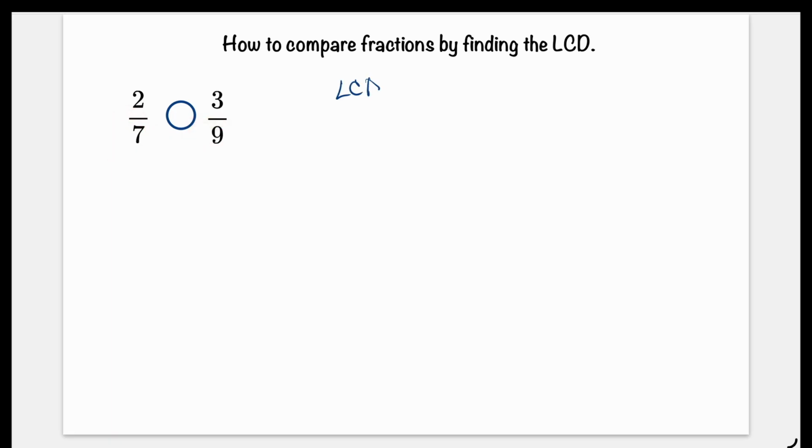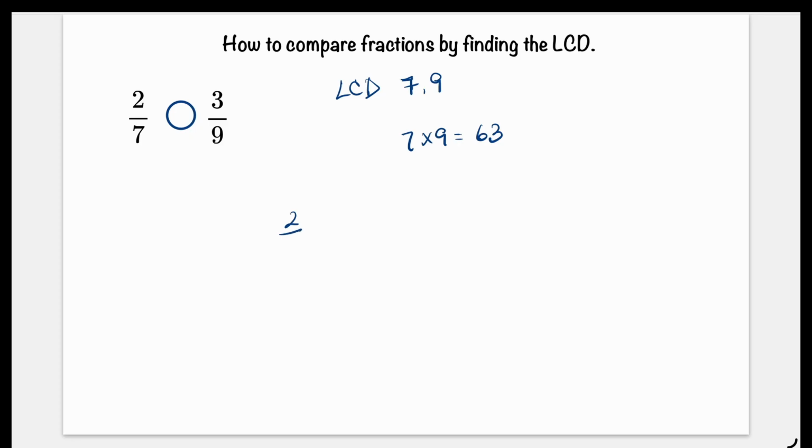The lowest common denominator of 7 and 9. The lowest common denominator is a multiple that will divide into both of these numbers evenly. There are multiple ways we can do this. In the case of two numbers, we can simply multiply the two numbers. We know that the product of the two numbers will be divisible by both 7 and 9. So we have 7 times 9 is going to give us 63. 63 now is our common denominator.